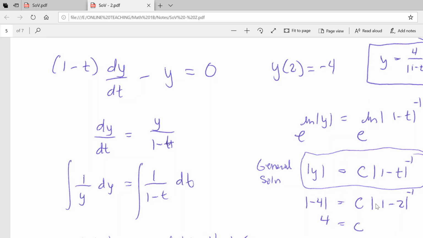Absolute value of negative 1 is 1. 1 to the negative 1 is 1. So you get c equals 4. And now we have a particular solution. The absolute value of y is 4. And I just put the negative 1 power down at the bottom to make it like that.